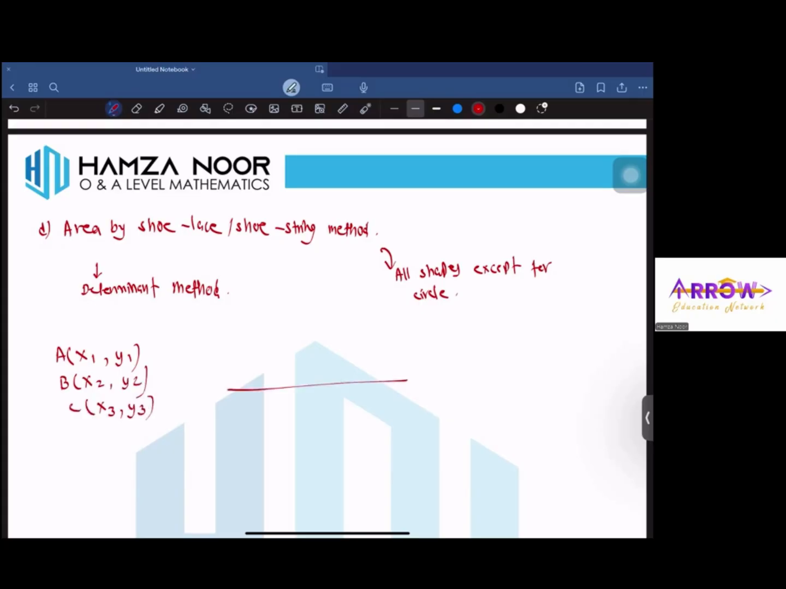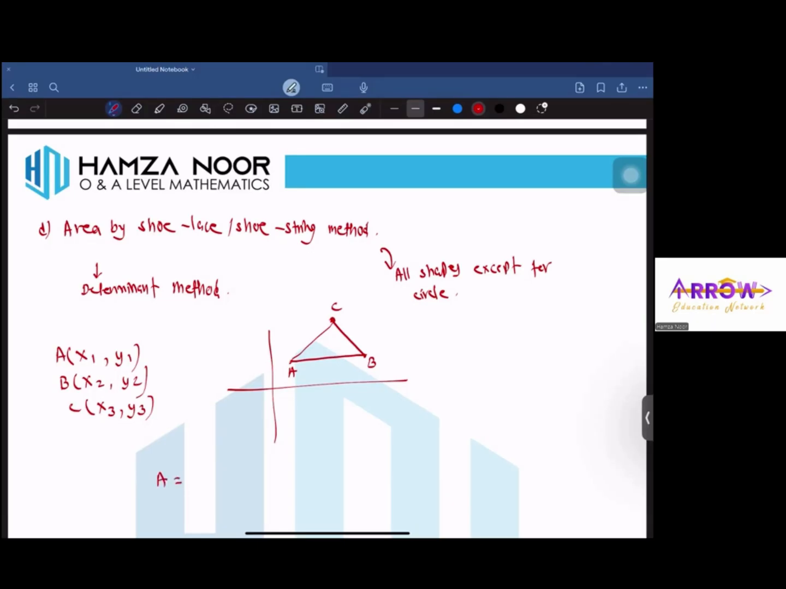So let's say you have a triangle ABC over here. First I'm giving just a brief explanation for this method, and then I'm going to apply this onto this question and bring the answer for you. You have these three points A, B, and C, so you are going to use the area by shoelace shoestring method.